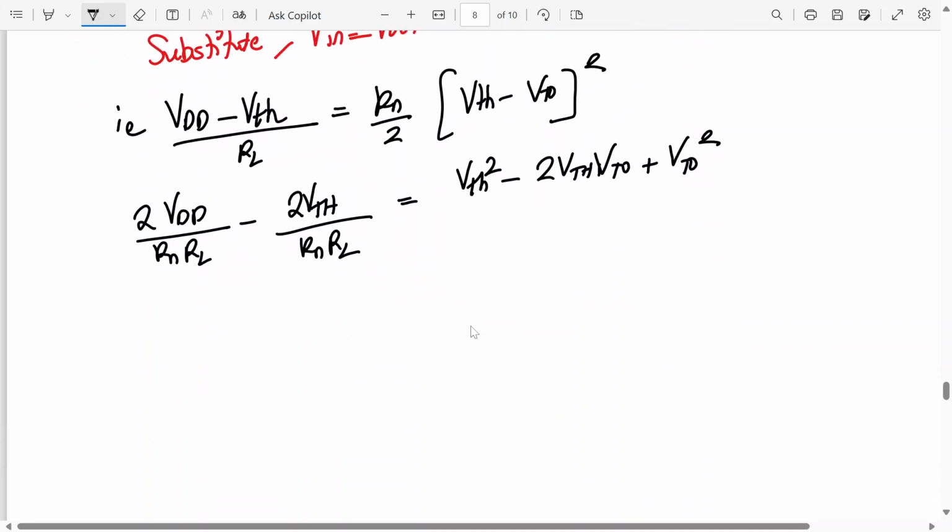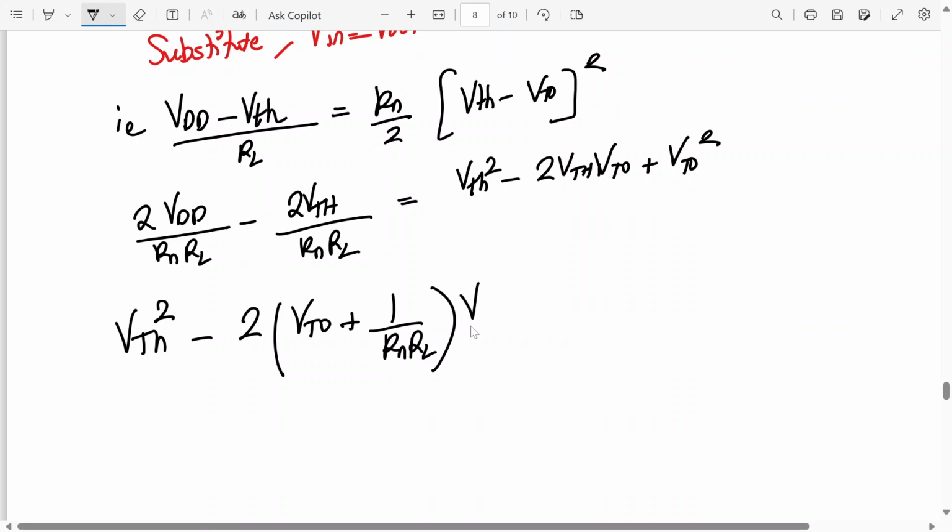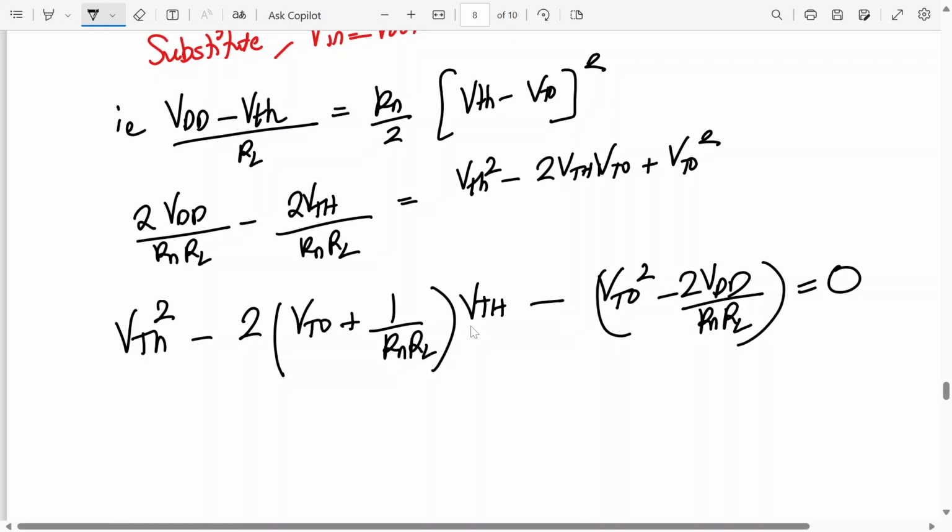Here we can rewrite it as VTH square minus twice, wherever there is a term of VTO, we can combine that with the VTH expression. So VTH is over here and here, so we can combine: twice VTO plus 1 upon Kn into RL, into VTH, minus, for the terms without any VTO, twice VDD upon Kn into RL. Understood this expression?